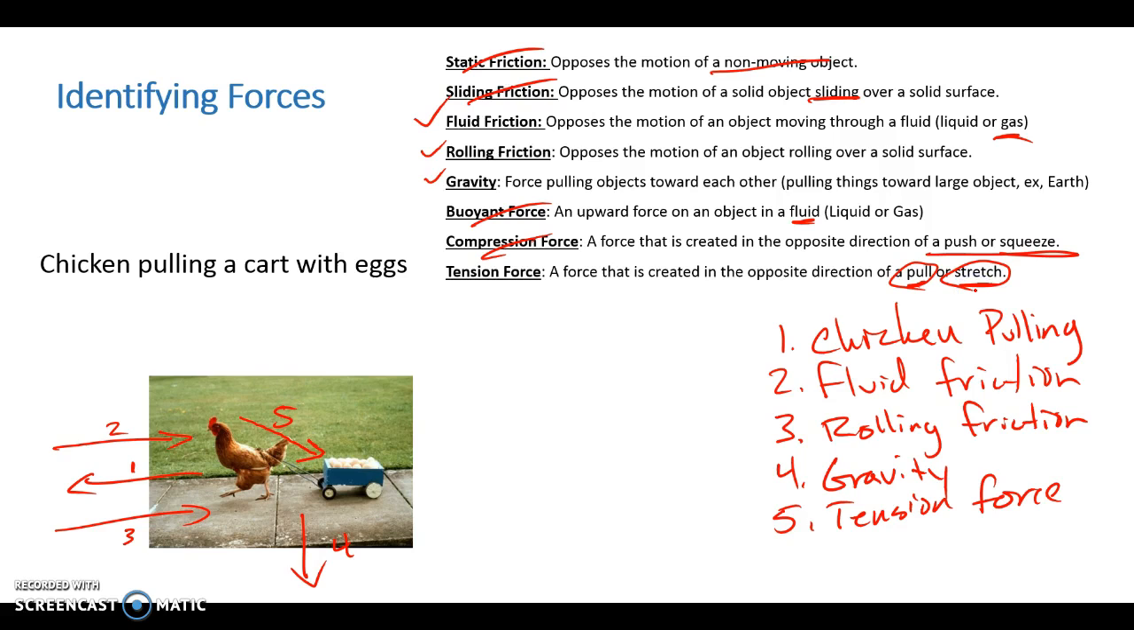Okay, there you go. We have gone through 4 examples and covered all the 8 different types of forces that you will be responsible for identifying. Good luck, and if you have any other questions, see your instructor.